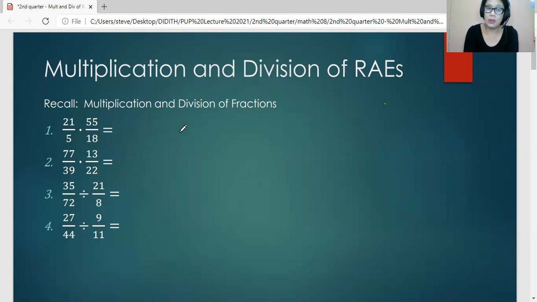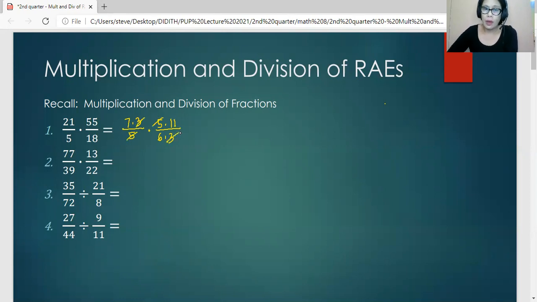For instance, in number 1 here, the factors of 21 are 7 and 3. We'll just rewrite 5 because 5 is a prime number. And then 55 is 5 times 11 all over 6 times 3. The next thing that we will do is to cancel the common factor. So we cancel 5 and 5 here, 3 and 3 here.